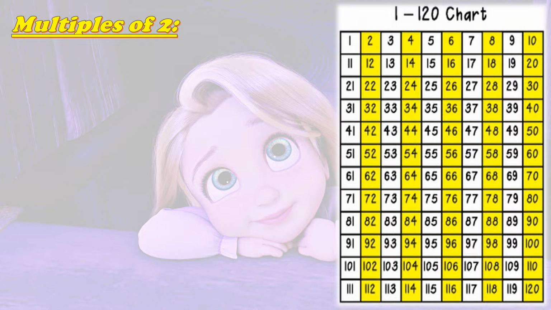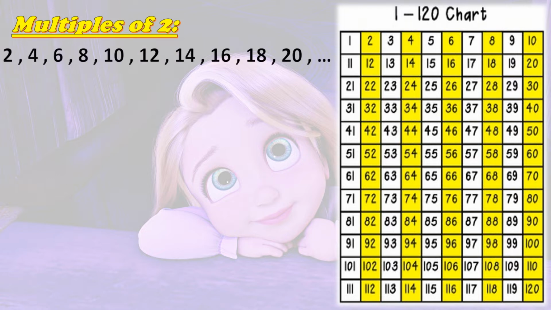I will start here from 2, color the number. After that, skip counting by 2. We will go to 4, color 4. Skip counting again by 2, it's 6. Skip counting by 2, it's 8, and so on. So we have here multiples of 2.